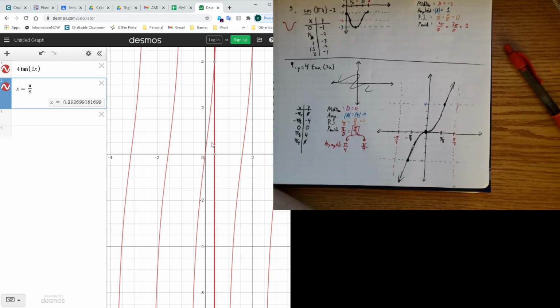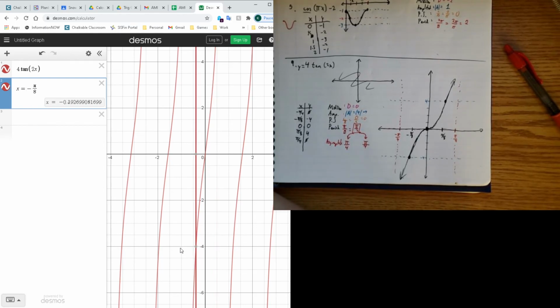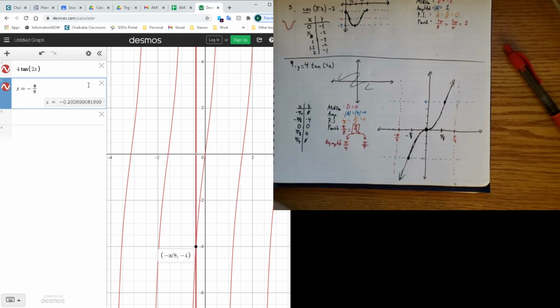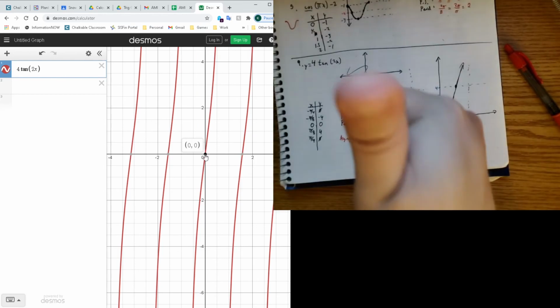Okay, now let's look at what happens at -pi/8 and +pi/8. So at -pi/8, we can see right here, we have the value of -4, exactly as we predicted. And then at +pi/8, we have a value of 4, again exactly as predicted. And of course, lest we ever forget, the 0, 0. So, must be good.